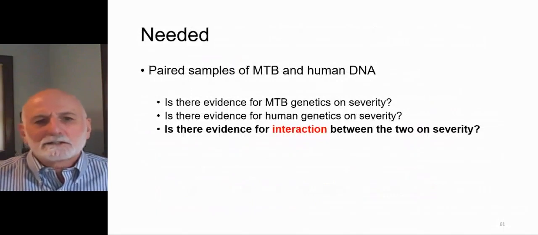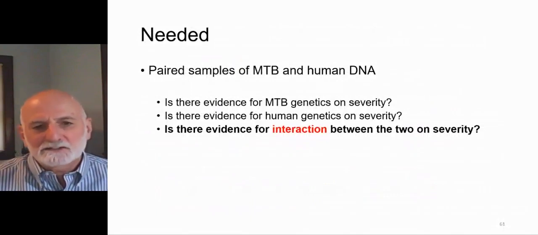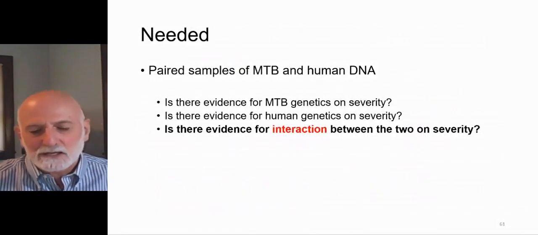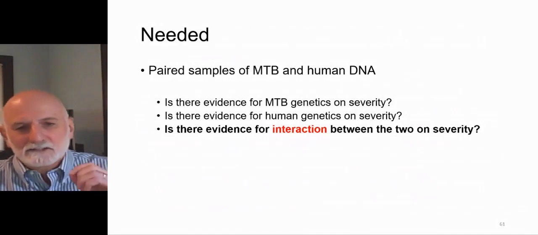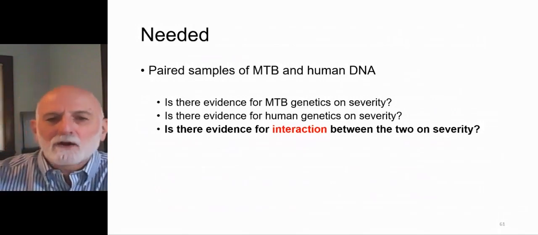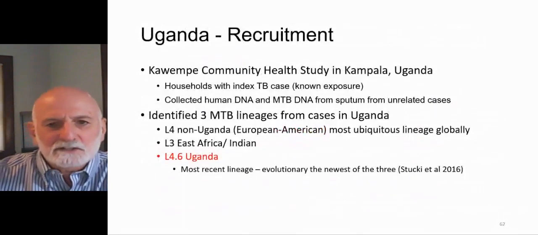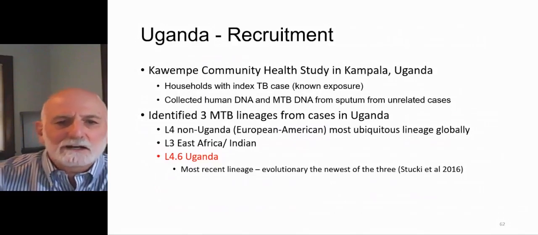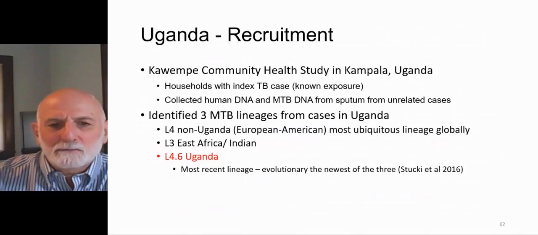This study was done, we again took paired samples and asked, is there evidence for Mycobacterium genetics and severity? Is there evidence for human genetics on severity? Is there evidence for the interaction on severity? And how does that interaction affect the individual traits? So if there is an interaction, does it change the relationship between Mycobacterium genetics and severity and or human genetics and severity? This study was done in Kampala, Uganda, as part of the Coempi Community Health Study, household contacts. So everybody was either an index case or a household contact, therefore they had known exposure. We collected DNA from the hosts and Mycobacterium DNA from the sputum of unrelated cases.